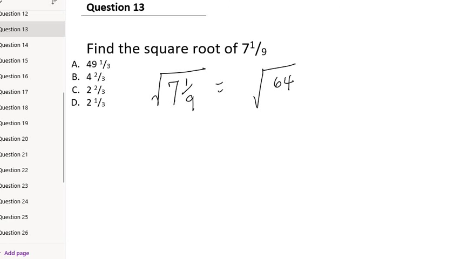You have 64/9. 64 and 9, both of them are perfect square. The square root of 64 is 8. The square root of 9 is 3. 8 divided by 3 is 2, remainder 2/3. So our right answer is option C.